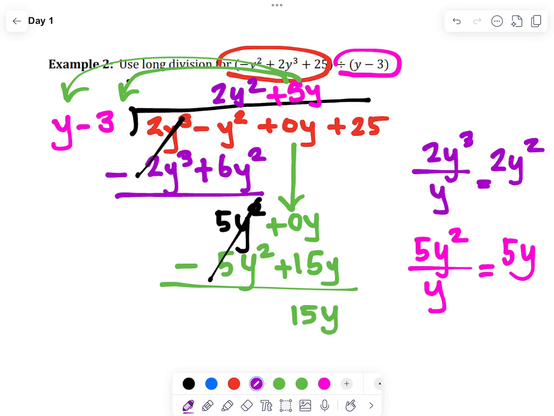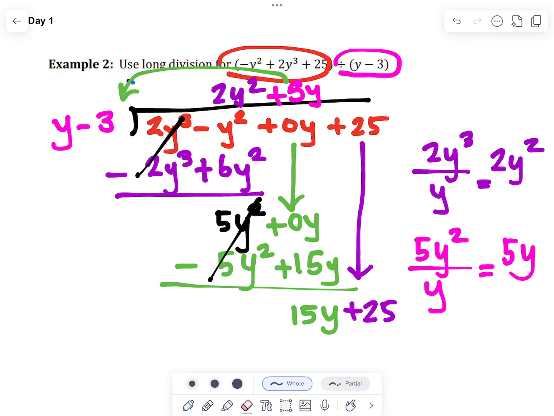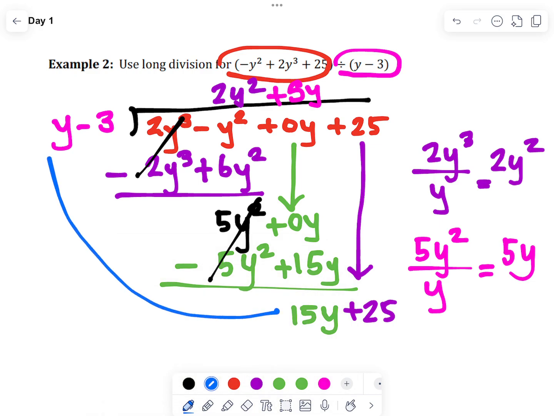So now before I begin, I'm going to go ahead and just bring down that next term. And now we start the process over again. We see how many times does y divide into 15y. So I just do it off to the side. So 15y divided by y is 15. So that number goes up on top.